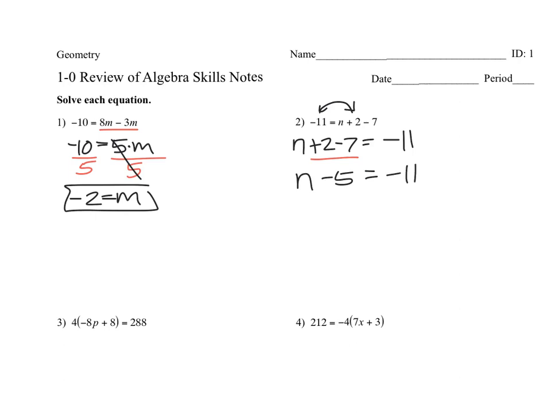Then I got to get rid of the negative 5, so I do the opposite, which is add 5. So I add 5 to both sides. So again, those are going to cancel. And if I do that, I get n. Negative 11 plus 5 is negative 6. Okay. So that's if you need the variable on the left-hand side.